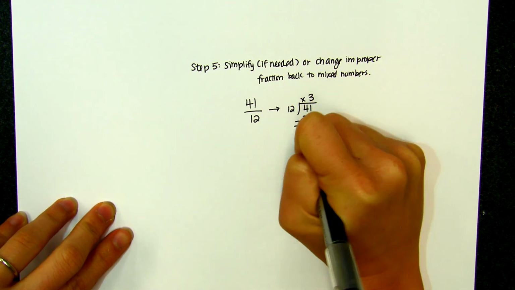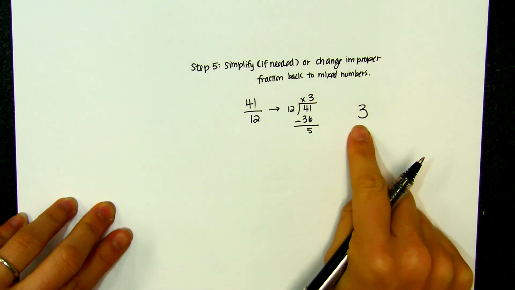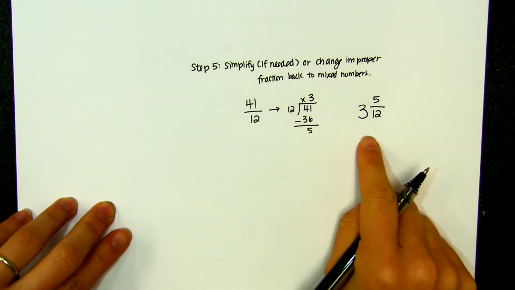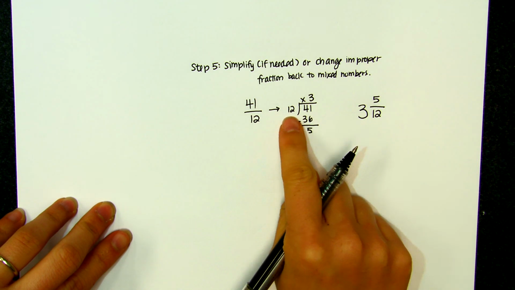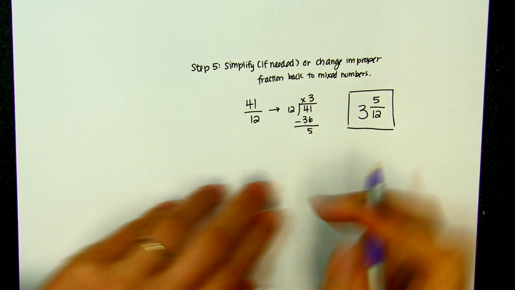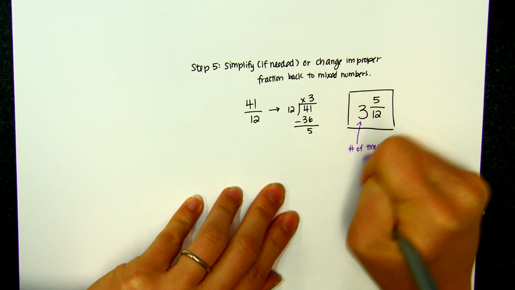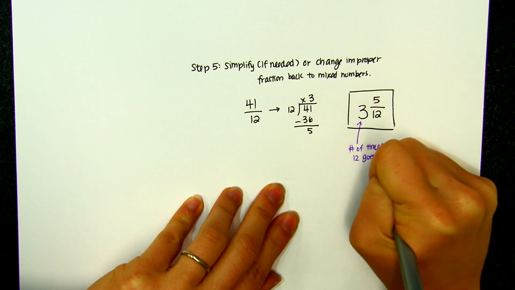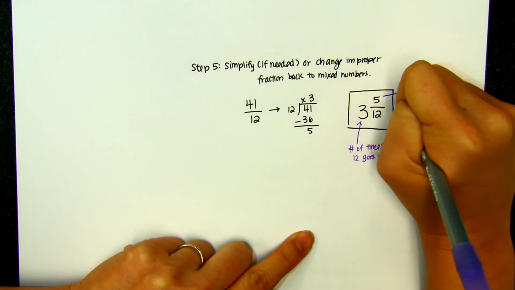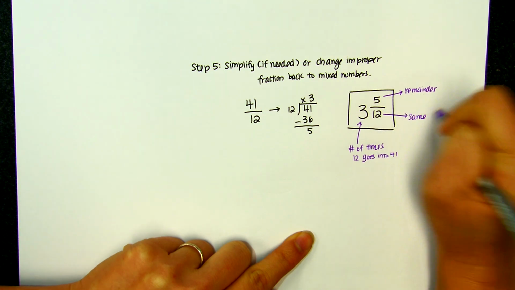Take that away, and that's the remainder. So let's rewrite this. 3 is my whole number. 5 is my remainder, and 12 is the denominator, which is also the divisor. And that's my final answer. So this is the number of times 12 goes into 41. 12 can go into 41 3 times. This numerator is my remainder, and the denominator stays the same, since it's also the divisor.